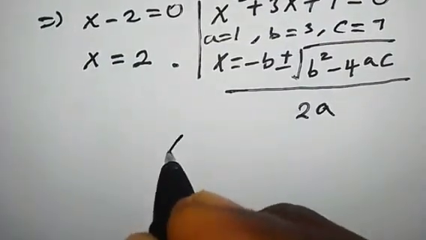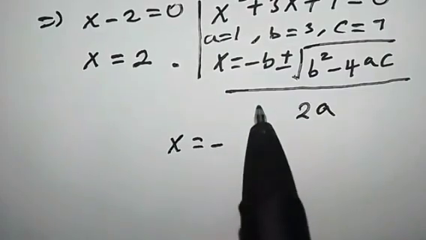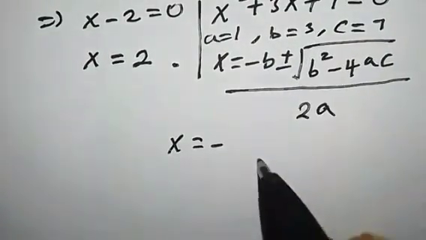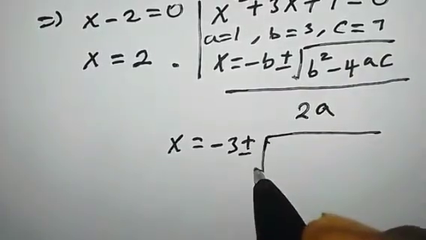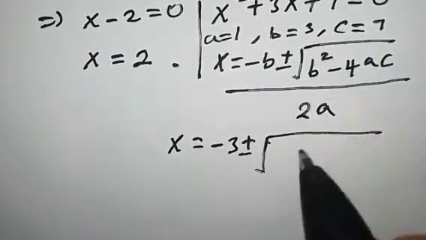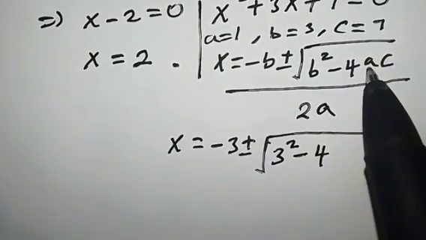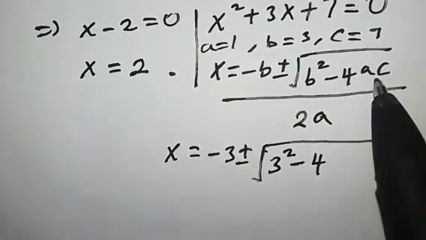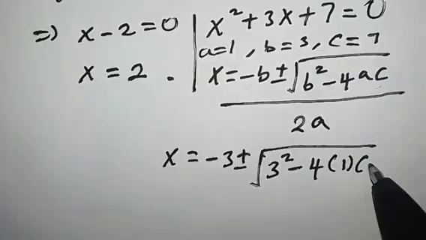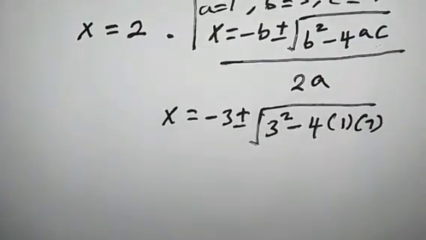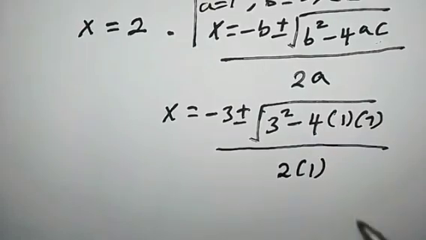Let's continue. x equal to minus, what is the value of b? b is 3. We have minus 3 plus or minus square root of b square, that will be 3 square, minus 4. What is a? a is 1 and c is what? 7. So we have 4 into 1 into 7. Let's proceed further. Everything divided by 2 into 1.